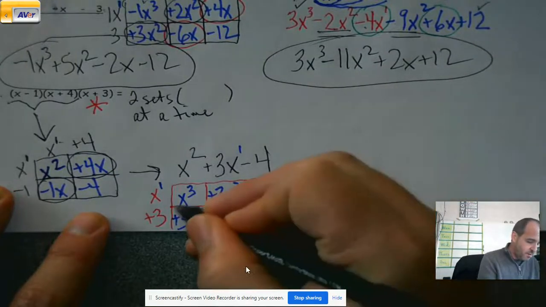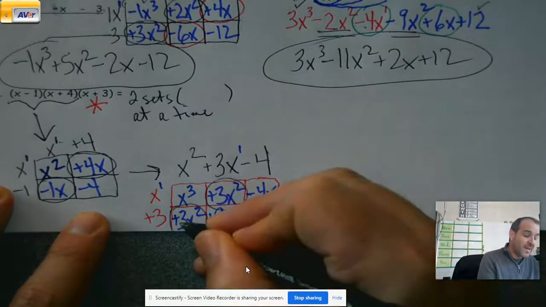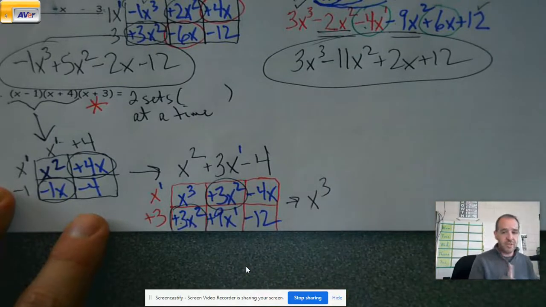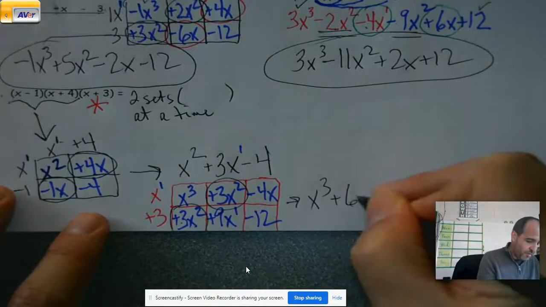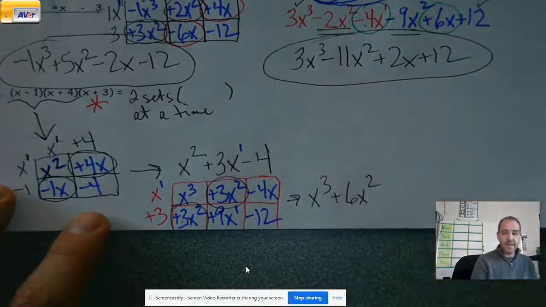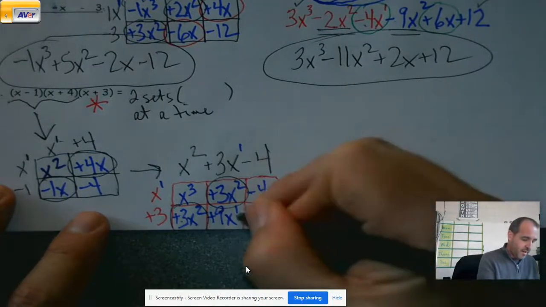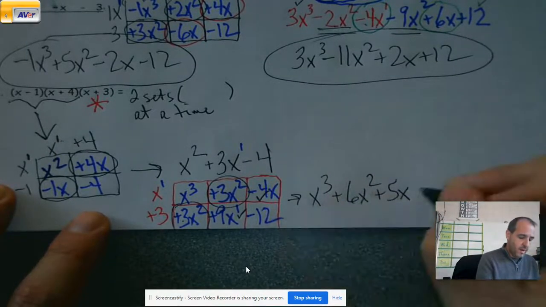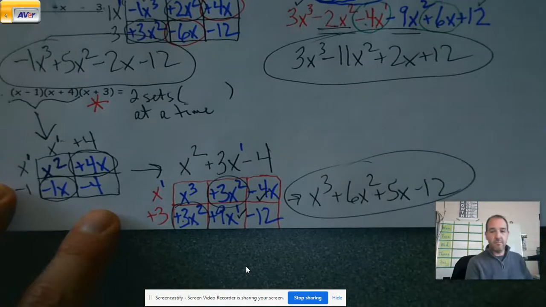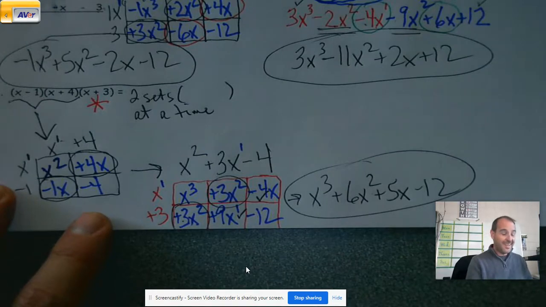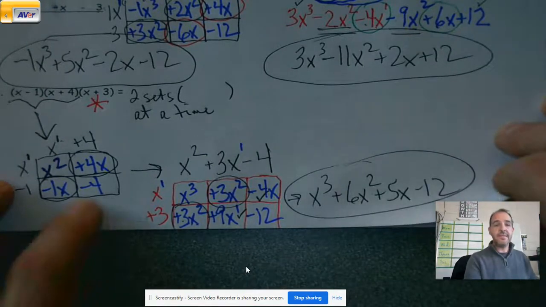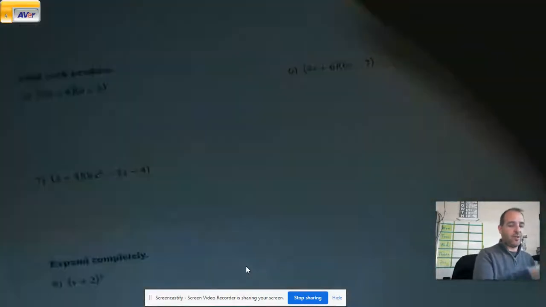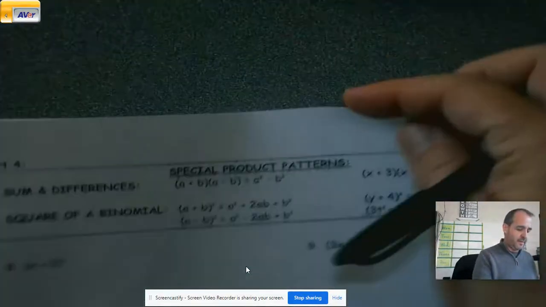So x to the third, 3 plus 3. Remember, coefficients don't do anything fancy, don't multiply them. We're just combining like terms at this point. 9 minus 4 is 5, minus 12. Okay? So again, is there some time involvement with this? Yes. This is very detail-oriented. This isn't as much of a hard concept as it is just getting used to the detail.